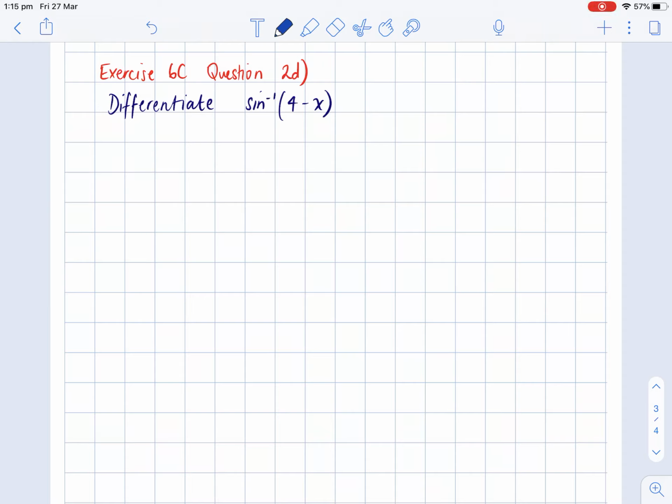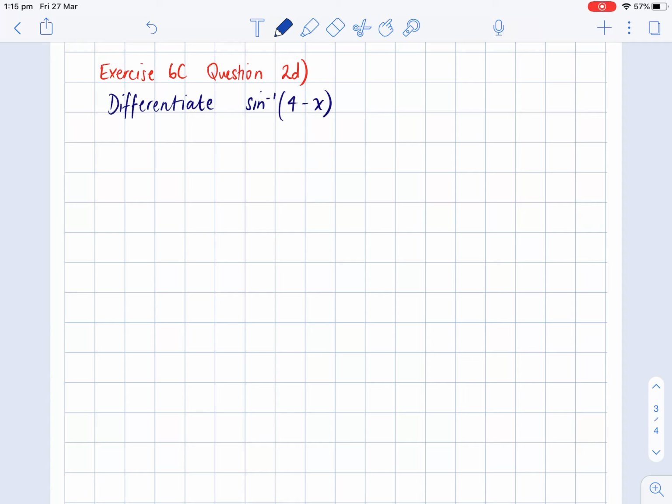Alright, so my first example for inverse circular function derivatives is sine to the minus 1 of 4 minus x. As I mentioned in the notes, when we want to differentiate these, we have to use the chain rule. You will probably never get a problem where you just go straight to the formula that's on the formula sheet. So this is a little bit tricky.